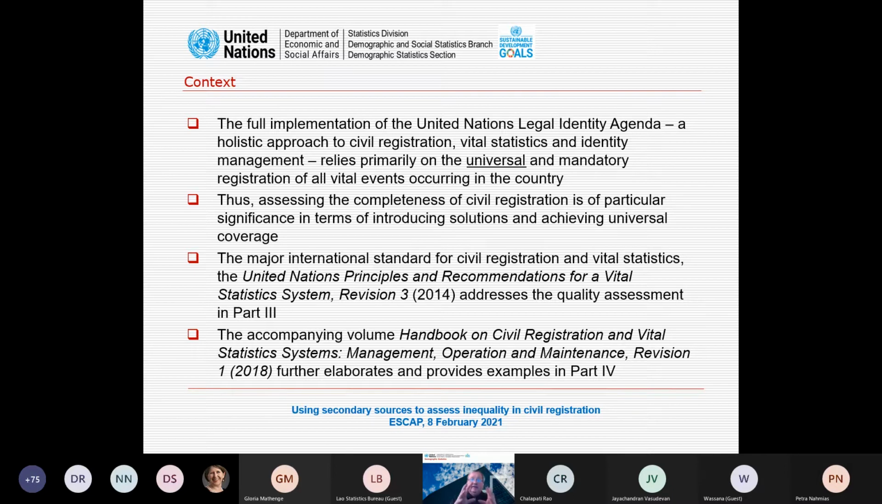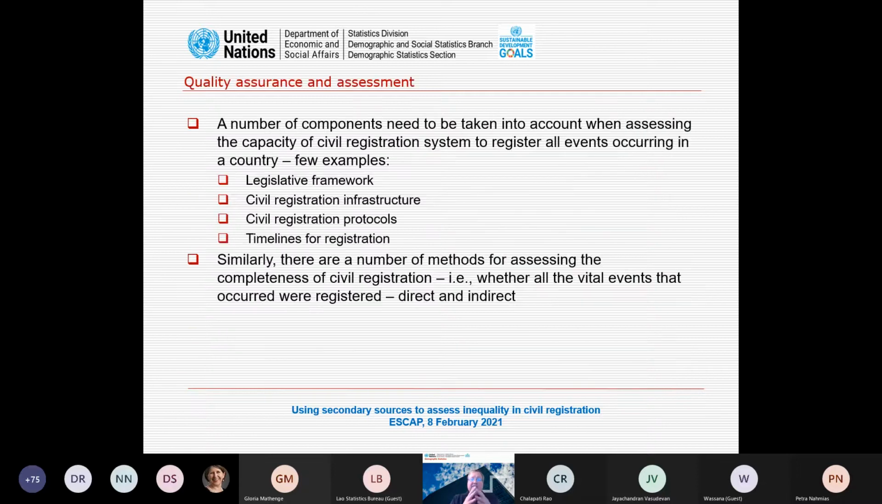This is the ultimate goal of the UN Legal Identity Agenda: ensuring universal coverage of all the vital events that occur in a country and translating them into regular vital statistics, at the same time ensuring the legal identity for all from birth to death. The two major references that I'm going to use throughout this presentation are the United Nations Principles and Recommendations for a Vital Statistics System, Revision 3 from 2014, and the accompanying volume, the Handbook on Civil Registration and Vital Statistics Systems: Management, Operation and Maintenance, Revision 1. So these two are the reference materials for the presentation here.